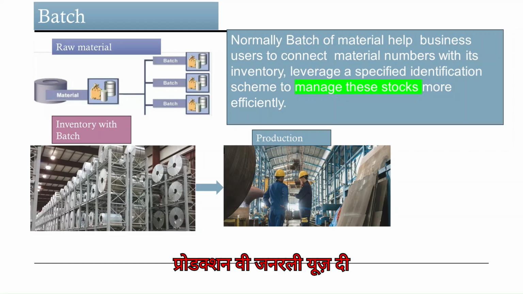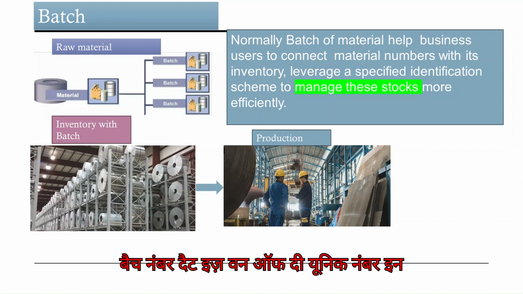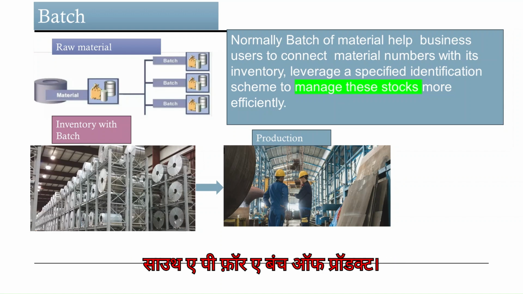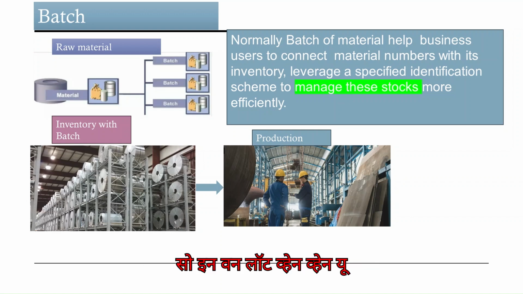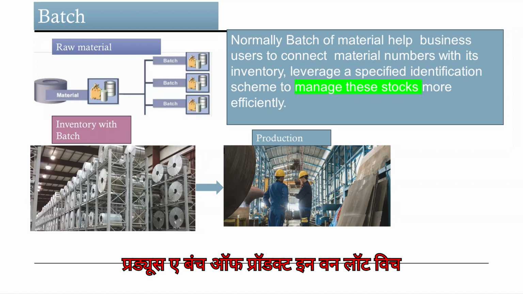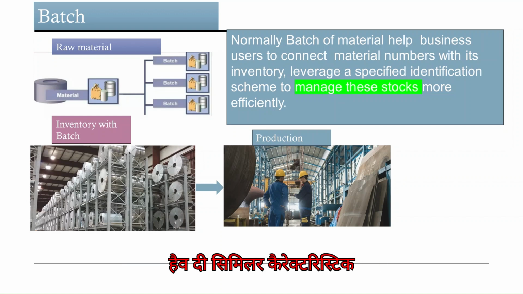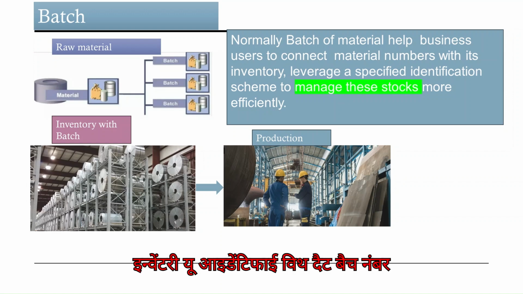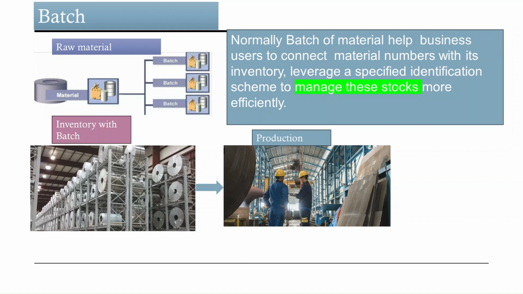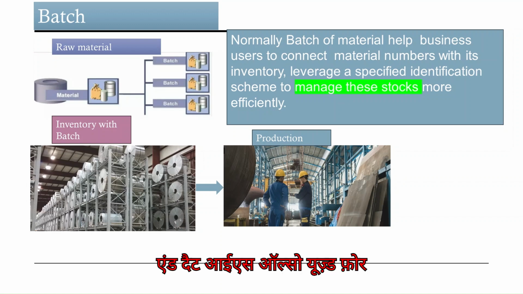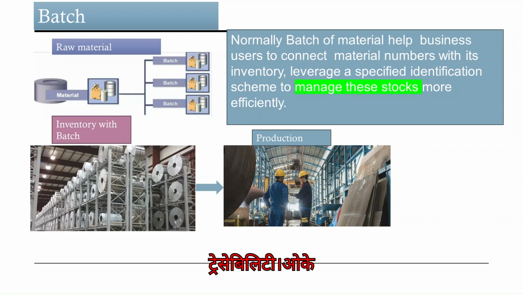In production, we generally use the batch number, which is a unique number in SAP for a bunch of products. When you produce a bunch of products in one lot, which have similar characteristics, we give one specific number, that is the batch number. That batch number is assigned to the inventory. When you identify the inventory, you identify it with that batch number, and that is also used for traceability.